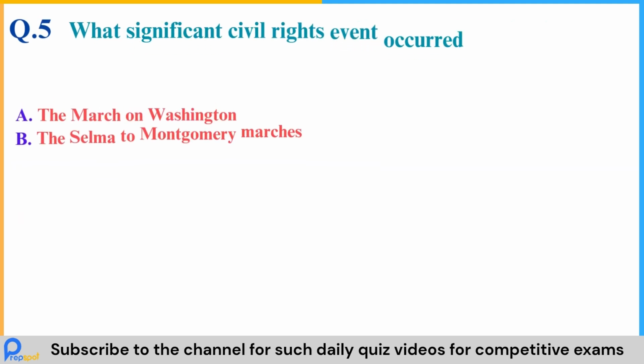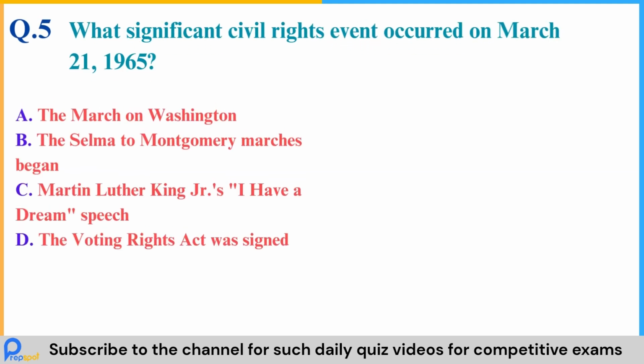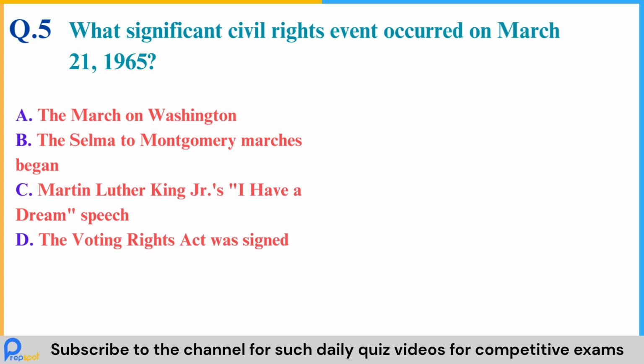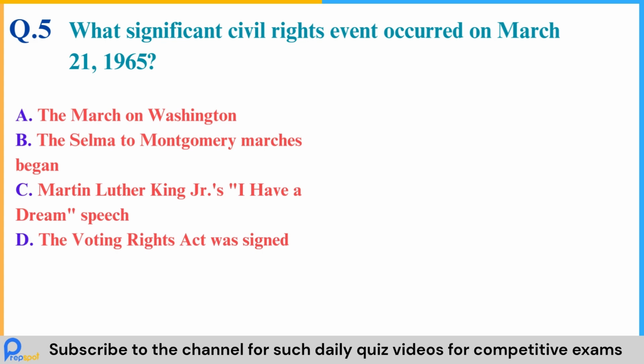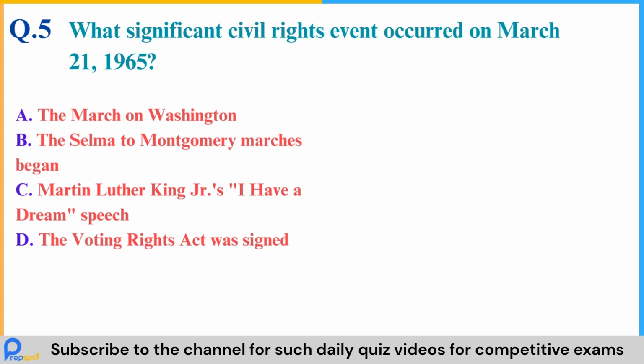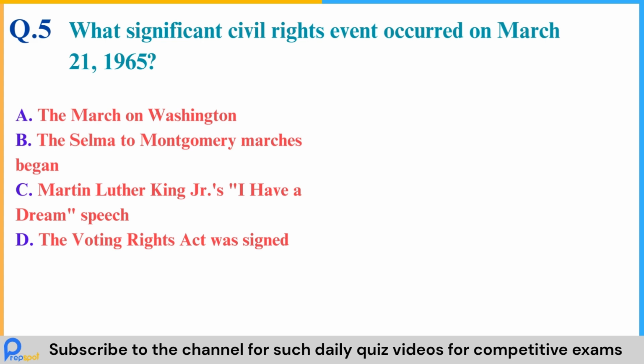Question 5. What significant civil rights event occurred on 21st March 1965? A. The March on Washington. B. The Selma to Montgomery marches began. C. Martin Luther King Jr.'s I Have a Dream speech. D. The Voting Rights Act was signed.